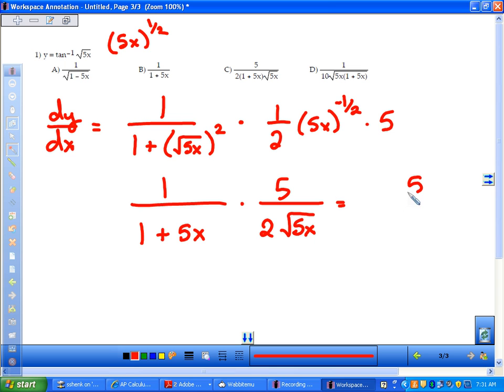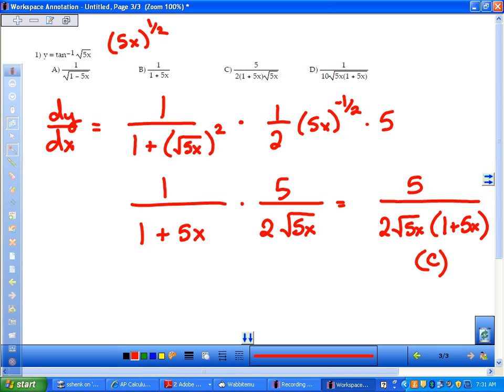So here then we get 5 over, this is a whole quantity here, so it's really got to remain 2 root 5x times 1 plus 5x. And as we look up there, that would then be choice C. Choice C.